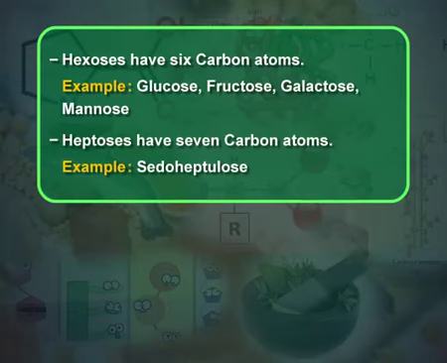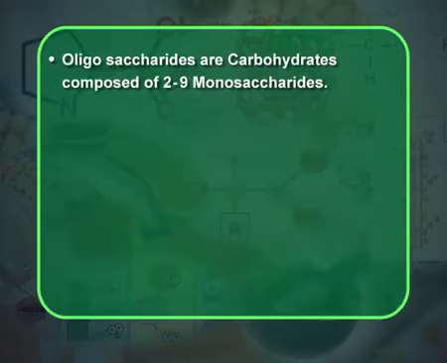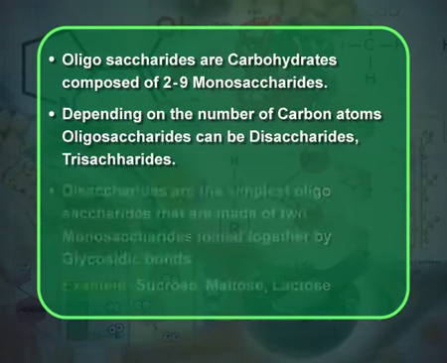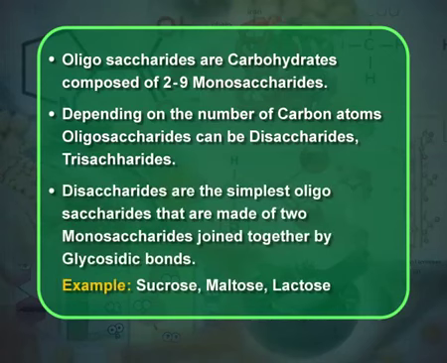atoms, for example pseudoheptulose. Oligosaccharides are composed of 2 to 9 monosaccharides. Depending on the number of monosaccharides, oligosaccharides can be disaccharide or trisaccharide or tetrasaccharide, etc. Disaccharides are the simplest oligosaccharides that are made of 2 monosaccharides joined together by glycosidic bonds. For example, sucrose, maltose and lactose.